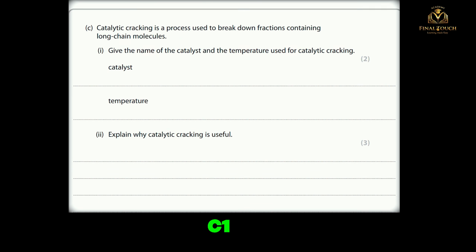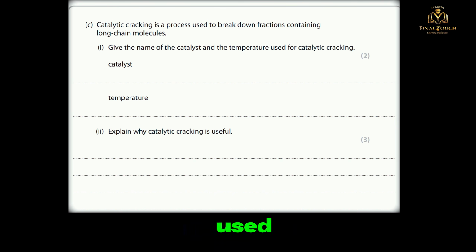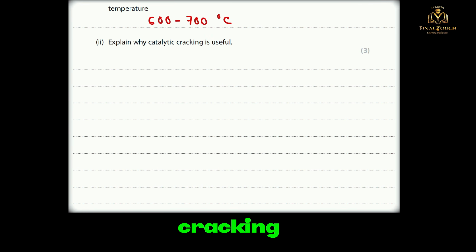Moving on to C1, catalytic cracking is a process used to break down fractions containing long chain molecules. Give the name of the catalyst and the temperature used for catalytic cracking. So catalyst we use for catalytic cracking is silica. The temperature should be between 600 to 700 degrees Celsius. Explain why catalytic cracking is useful. So first off, catalytic cracking is useful to provide larger fractions.